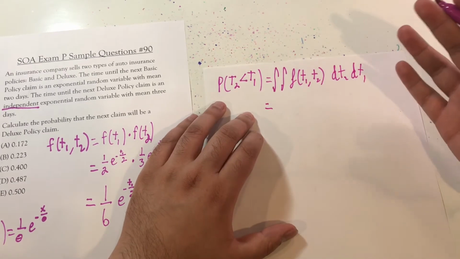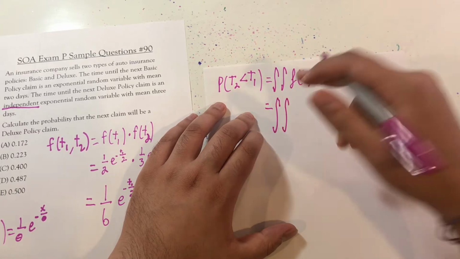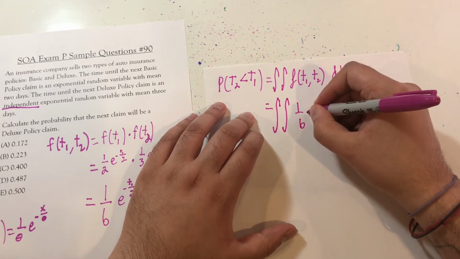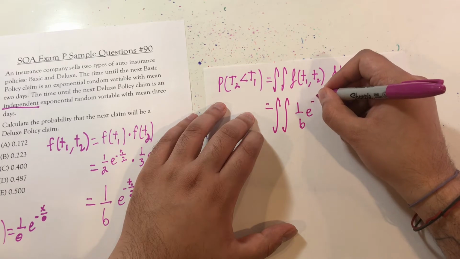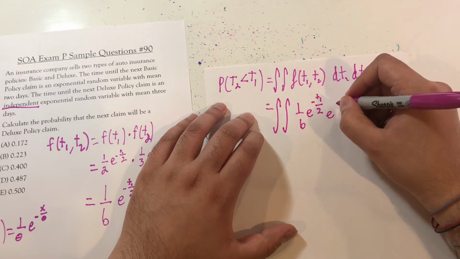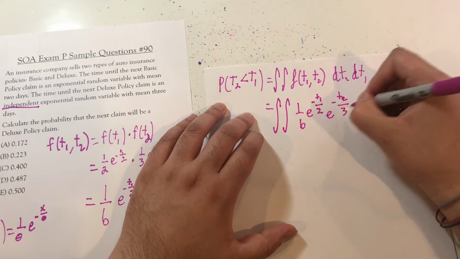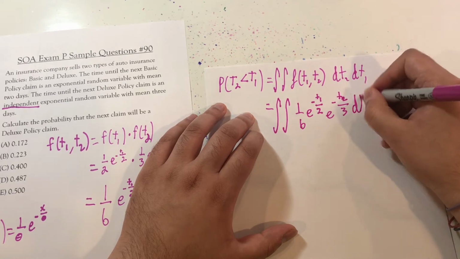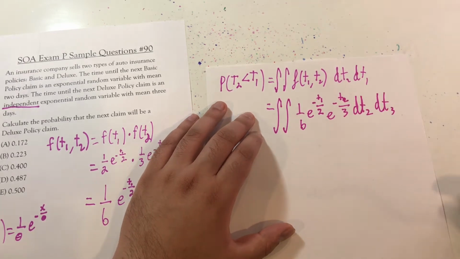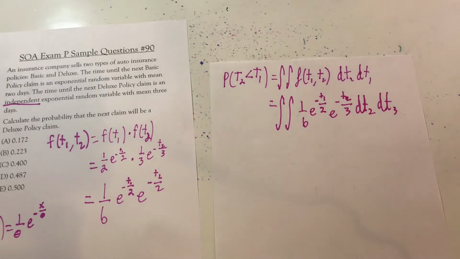All right, so let's actually compute that. Now, I'll plug in the boundaries in a second. That's another thing we have to actually figure out. But 1 over 6 e to the negative t1 over 2 times e to the negative t2 over 3 dt2 dt1.